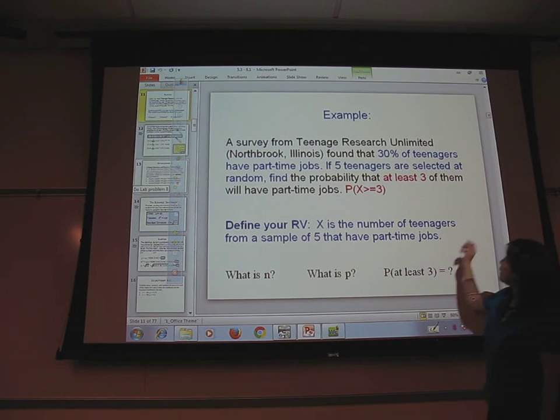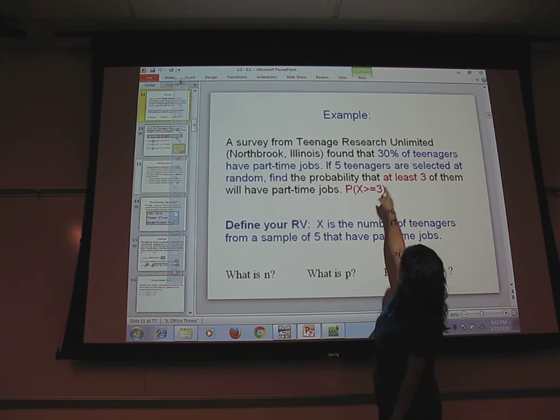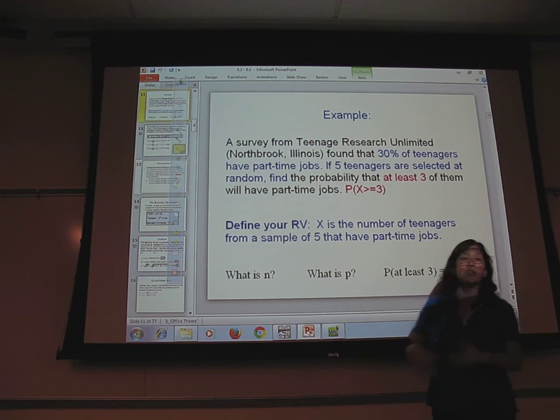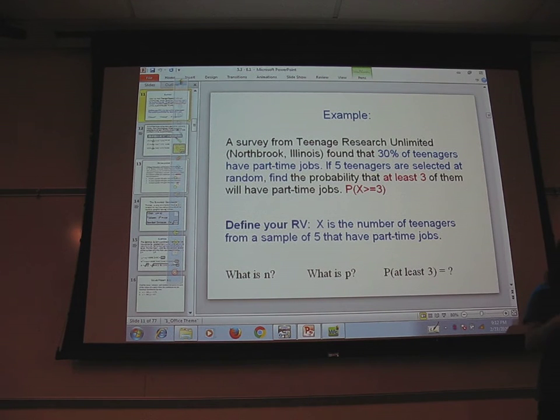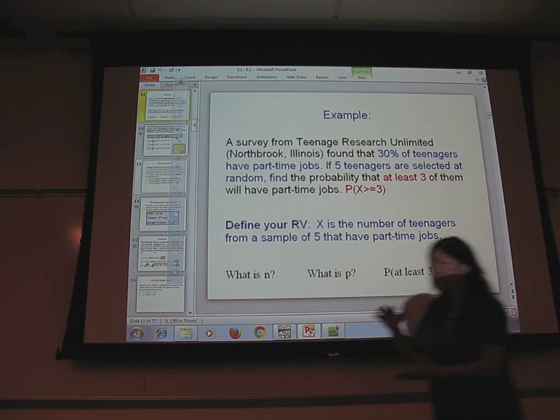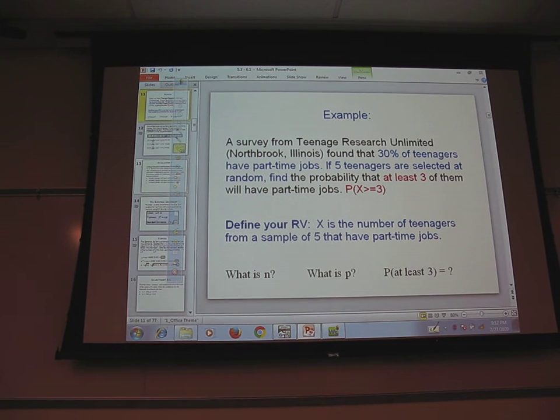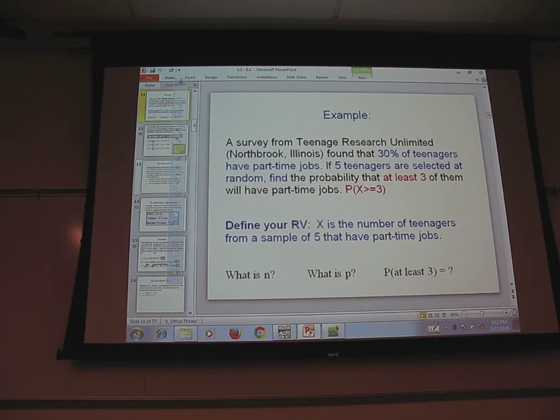So what's your n? 5. What's your p? 30%. That's how you find your mean and standard deviation. Good? Everybody with that? Because people have had confusion about that in the past. So I wanted to make sure that was very clear.